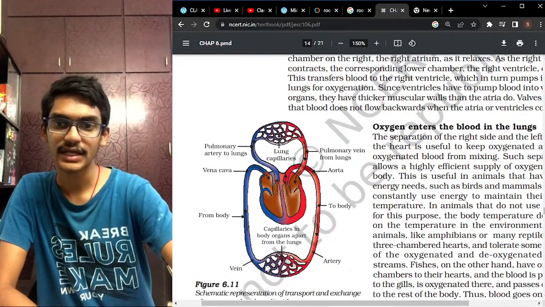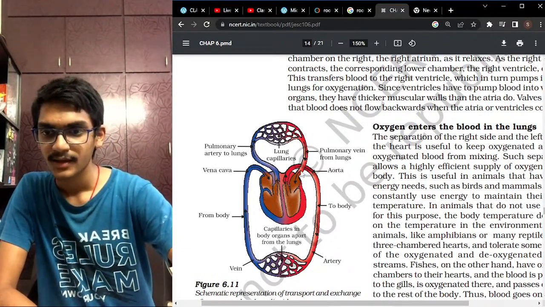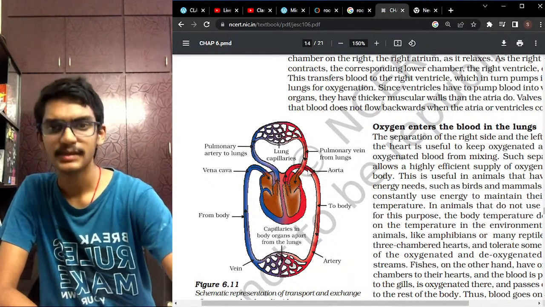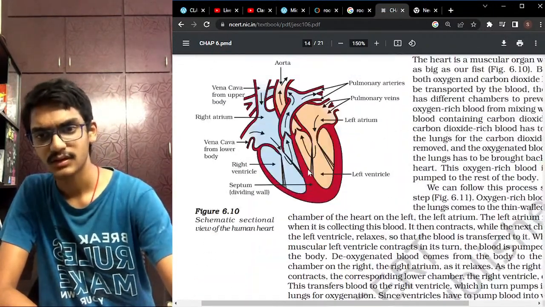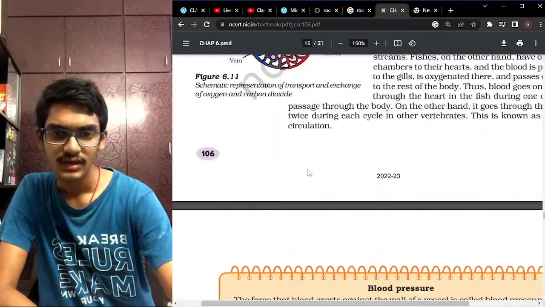I think now you got an understanding, right? Yes. So this entire thing is called double circulation. I'll come to that picture afterwards. So let us try to understand this. Okay, I think we have understood right here.